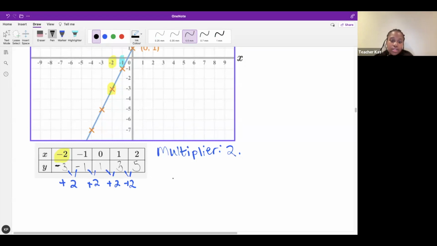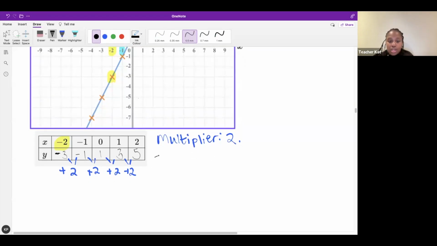All right. So start with the first one. I'm going to say 2 times -2. What is 2 times -2? -4. And how am I going to get to the output we want, which is -3? How will I get to -3 from -4? I'm going to add 1, and that'll give me my output that I want, which is -3.